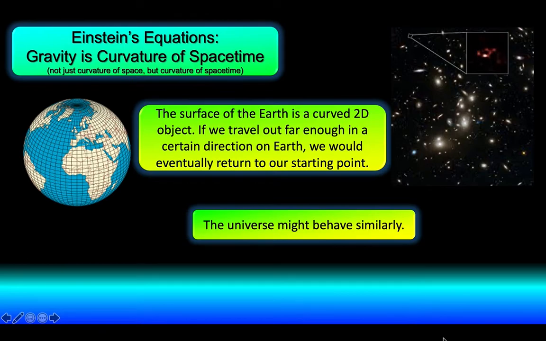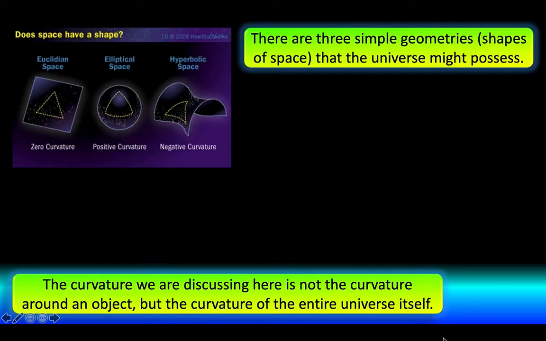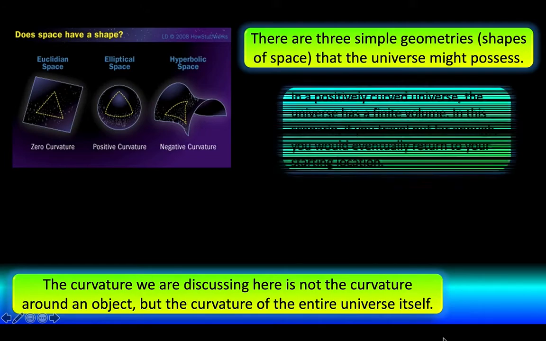Now, the universe we live in might behave similarly. It's possible to show that there are three simple geometries or three simple shapes that the universe might possess. And here again, we're not talking about the curvature around an object like the Earth sitting in space-time. We're talking about the curvature of the entire universe containing all the stars, all the galaxies in existence.